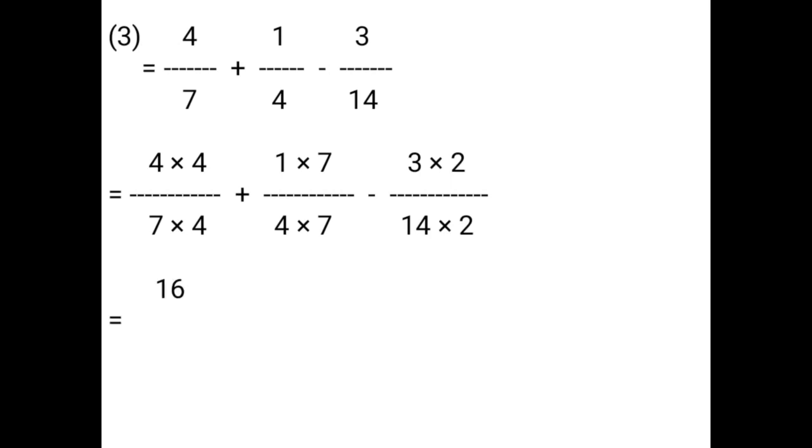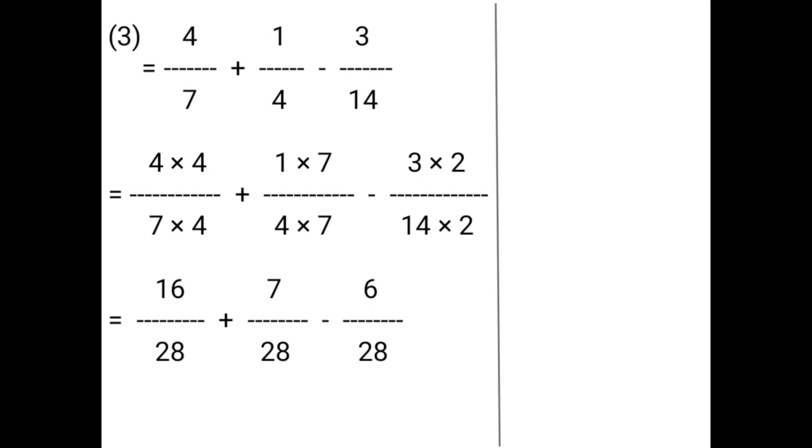4 4s are 16 upon 7 4s are 28 plus 1 7s are 7 upon 4 7s are 28 minus 3 2s are 6 upon 14 2s are 28. That is equal to 16 plus 7 minus 6. All the three fractions denominator 28 is equal. So denominator 28 write only one time. First you have to add on numerator and then you have to subtract.